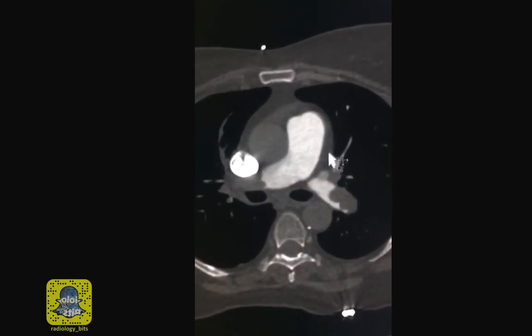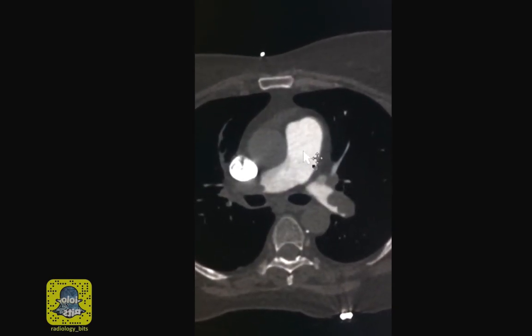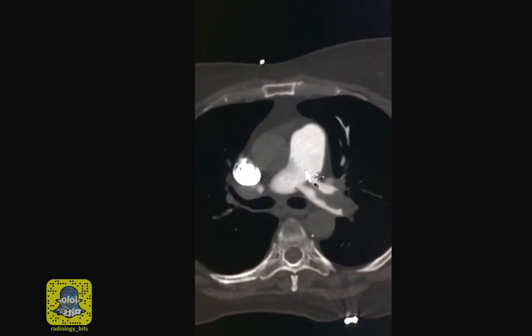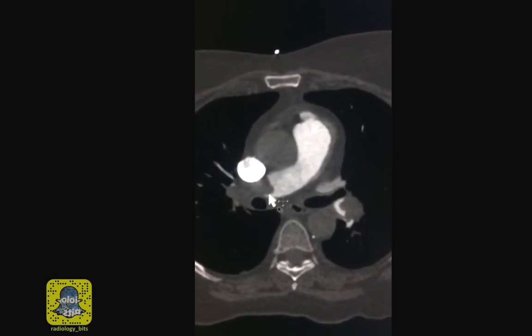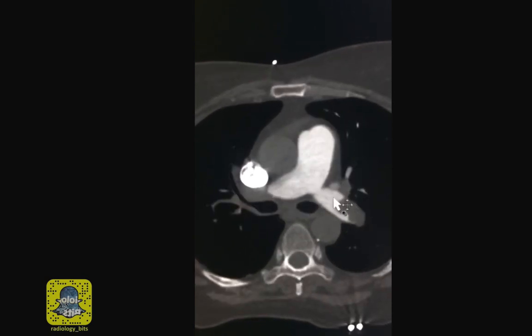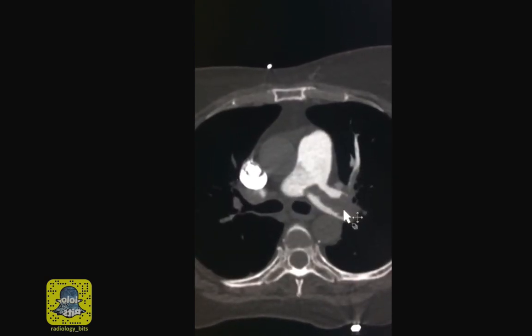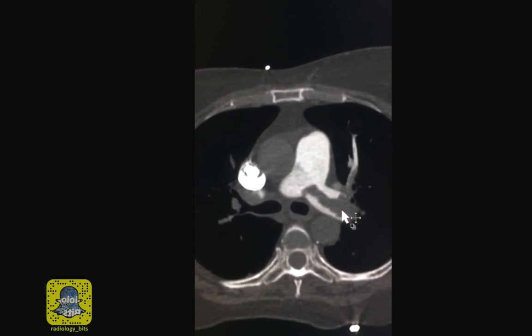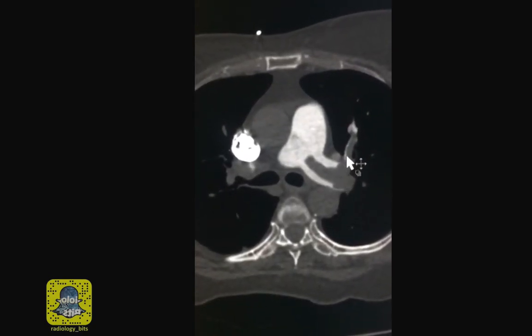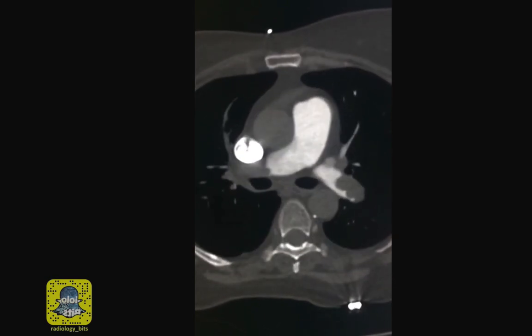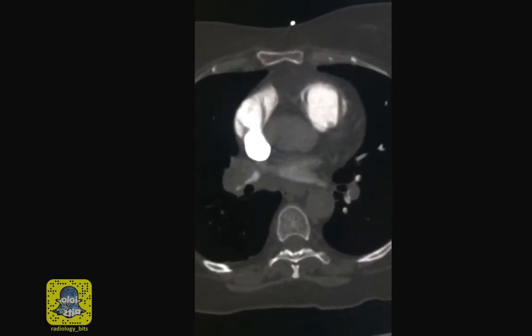In this case, the pulmonary trunk is normal. Part of the right and left main pulmonary arteries are normal. However, there are large central filling defects, as you see here, on both sides, representing pulmonary emboli. Note how the central pulmonary emboli extend into the lobar and segmental pulmonary arteries.